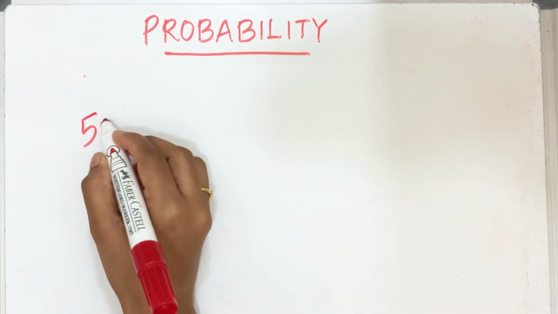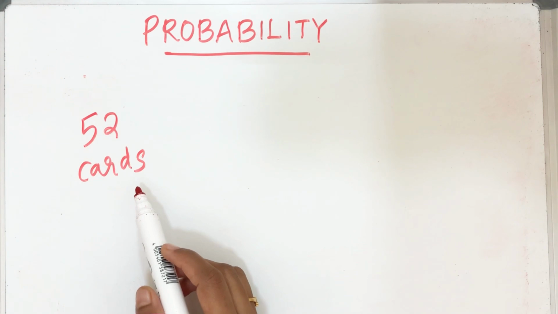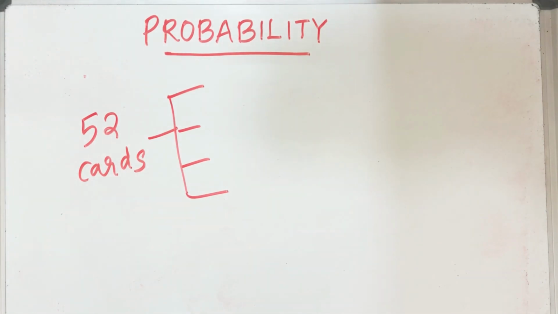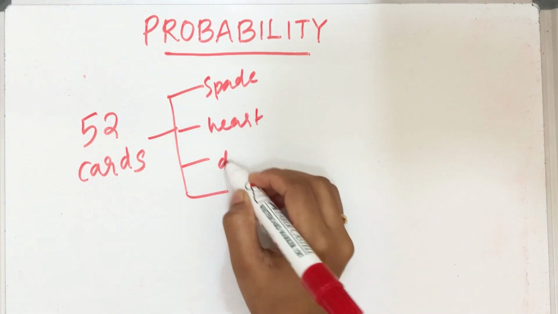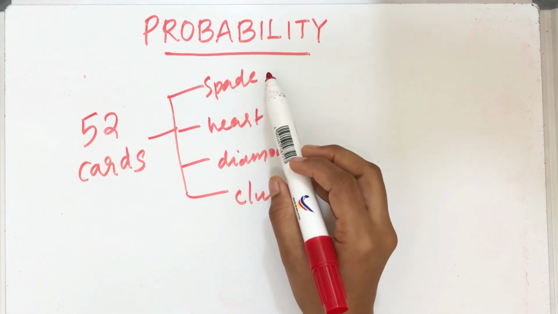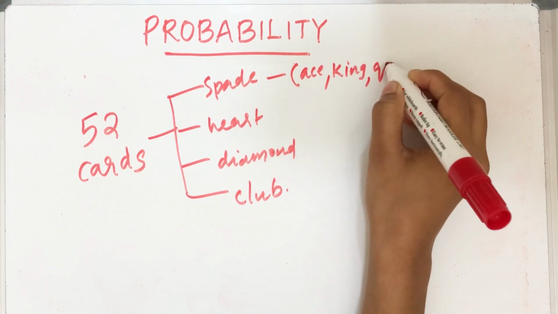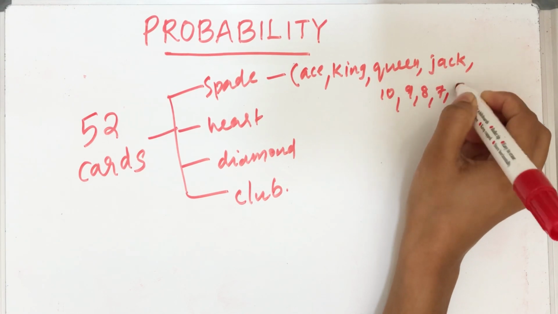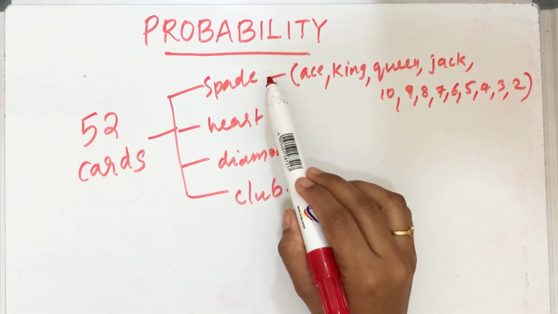There are 52 cards in a deck. And these 52 cards are classified into 4 suits, namely spade, heart, diamond and club. And each suit consists of 13 cards, namely ace, king, queen, jack and 10, 9, 8, 7, 6, 5, 4, 3, 2. So these are the 13 cards in a suit.